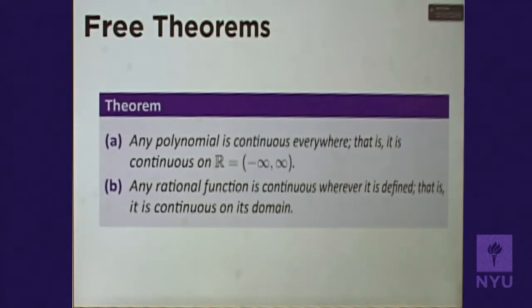And the same is true for rational functions, except for the fact that rational functions don't automatically have their domain all real numbers. There are points which can be excluded from the domain of a rational function if you have a possibility of dividing by 0. So a rational function is continuous on its domain, which may not necessarily be all real numbers, but is probably real numbers minus a few points.